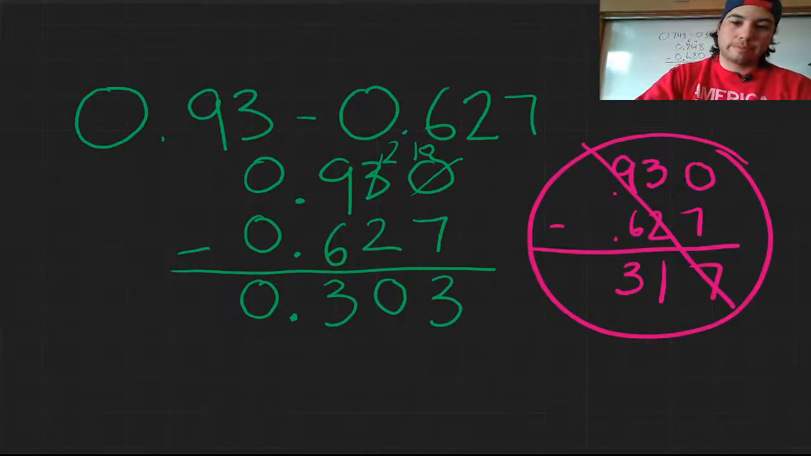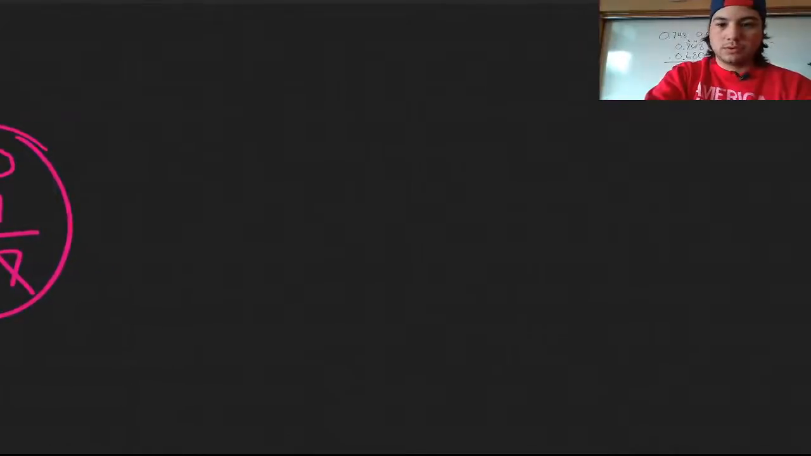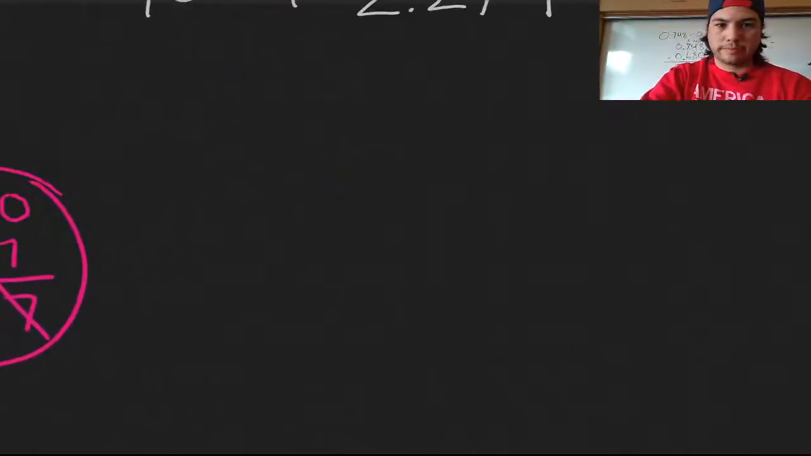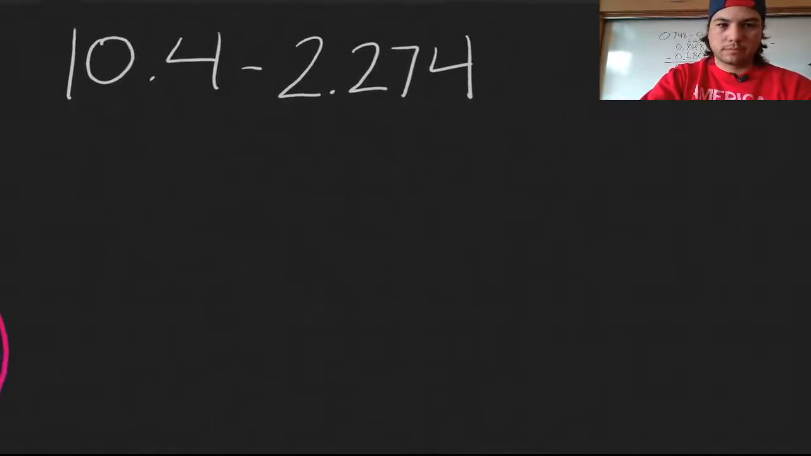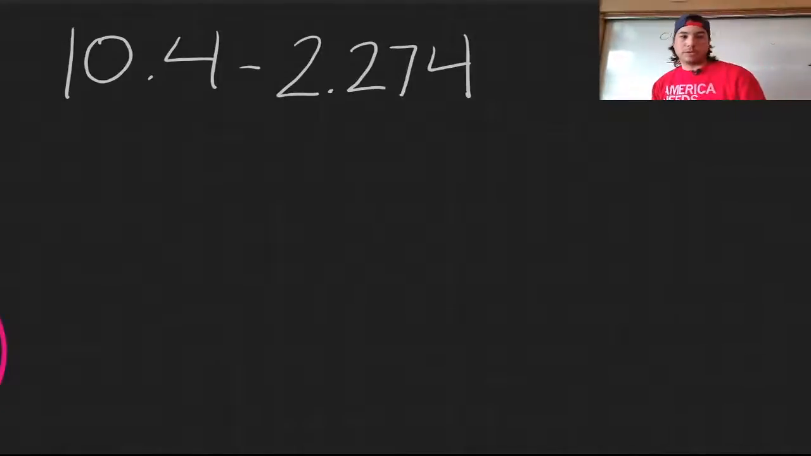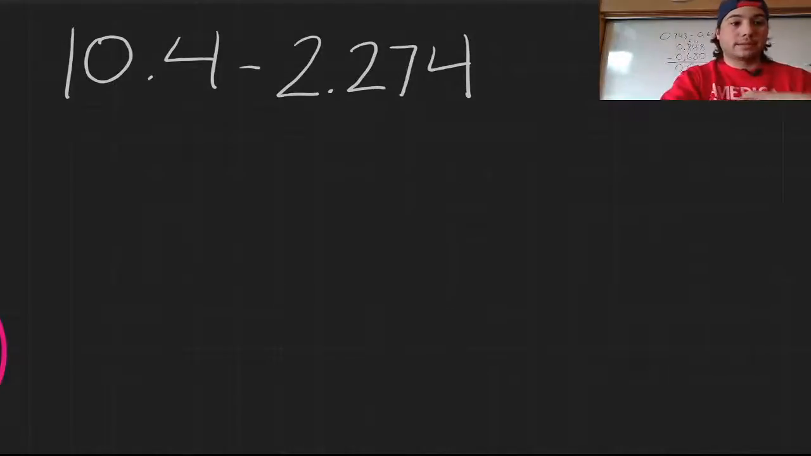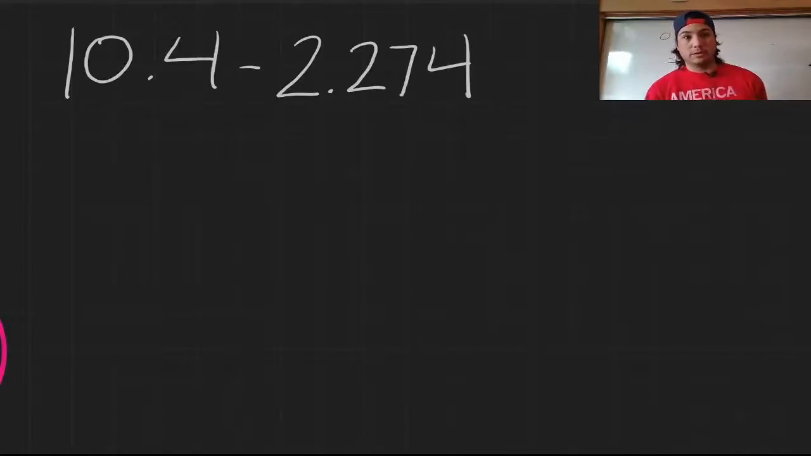All right, 2 more. Where'd it go? There it is. All right, we've added some whole numbers here. 10 and 4 tenths. Hello. I'm definitely going to need some zeros for this one. 10 and 4 tenths minus 2 and 274 thousandths. Holy moly.